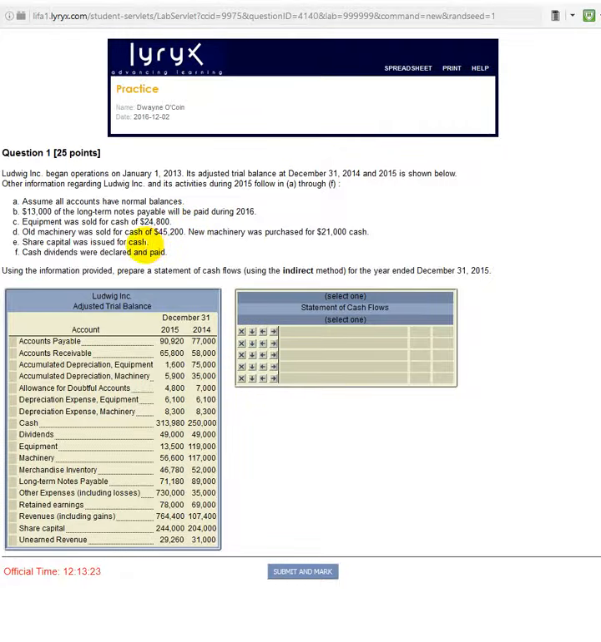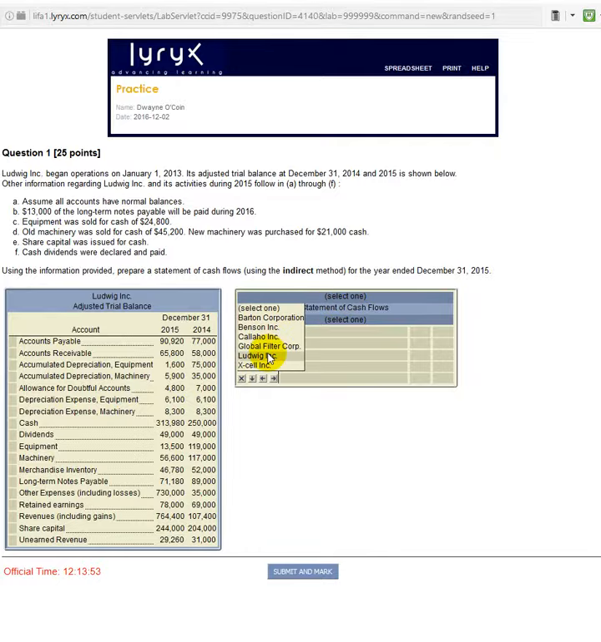For the share capital, there was new share capital issued for cash, so it went from 204 up to 244. We can see that that is going to be a financing activity. And then cash dividends were declared and paid. We don't have a dividends payable account anywhere here, so the amount of the dividends will just be the $49,000. If we had a change in dividends payable, we'd have to do a full reconciliation of the opening dividends payable to the closing dividends payable, but we don't have to do that here. So given all that information, let's get started on the statement of cash flows.